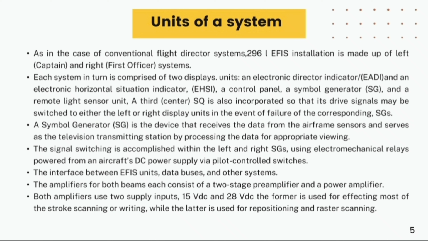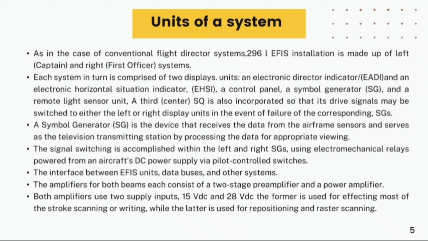A symbol generator, SG, is a device that receives the data from the airframe sensors and serves as a television transmitting station by processing the data for appropriate viewing. The signal switching is accomplished within the left and the right SGs using electromechanical relays powered from an aircraft's DC power supply via pilot control switches. The interface between EFIS units, data buses, and other systems.